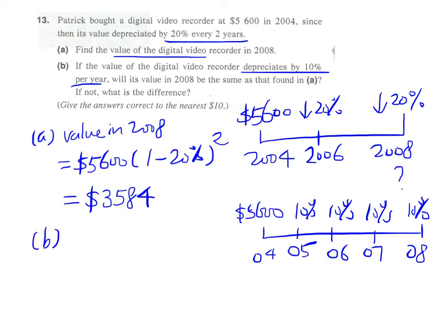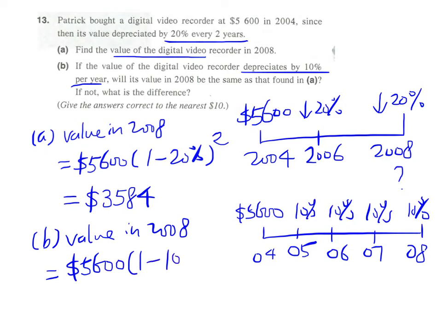So the value in 2008 under the new situation will be 5,600 times 1 minus 10% per year. And we have 4 times of depreciation. So the power will be the number 4. And our calculator gives us the answer, $3,674. In fact, the answer should be correct to the nearest 10, but giving one more significant figure really doesn't matter.